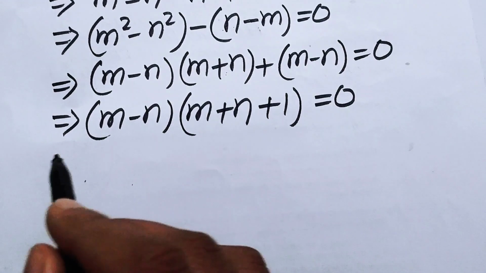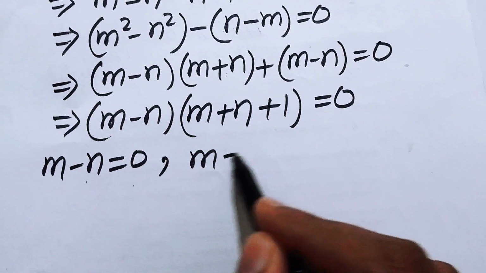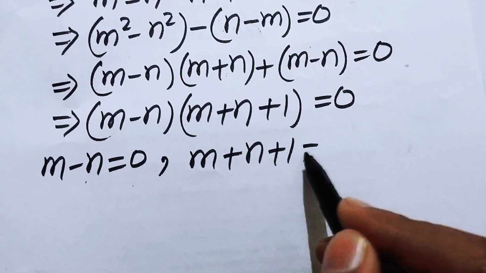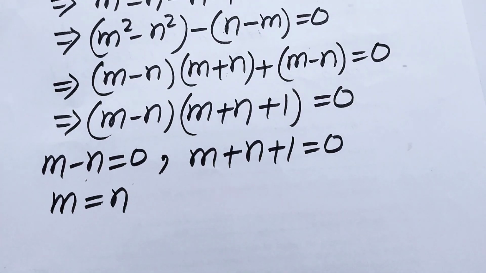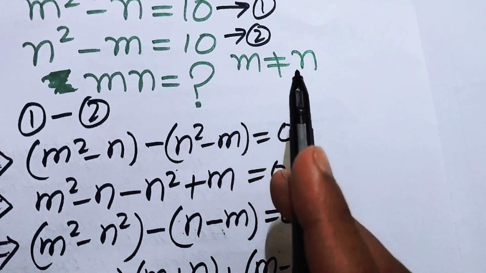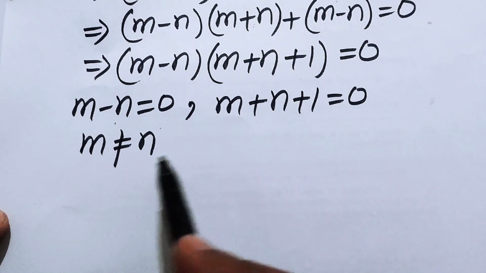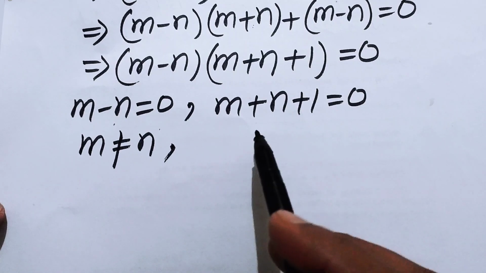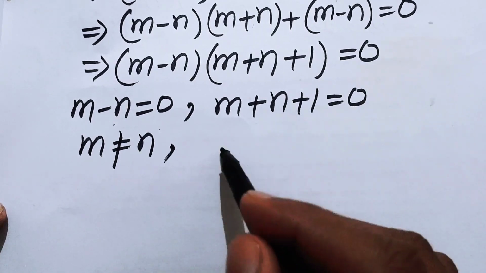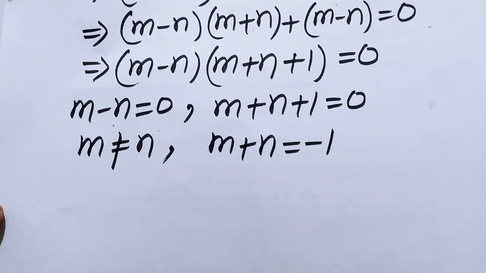So here we have two cases. The first case is m minus n equals to 0, and the second case is m plus n plus 1 equals to 0. In the first case you get m equals to n, but it is not possible because in the question statement we have m is not equal to n. So we reject this case, and we proceed with the second case only. First we move plus 1 to the right hand side, and we get m plus n equals to minus 1.